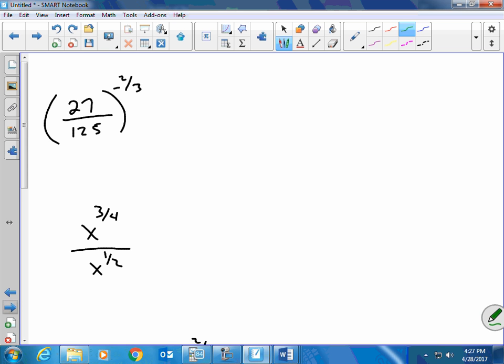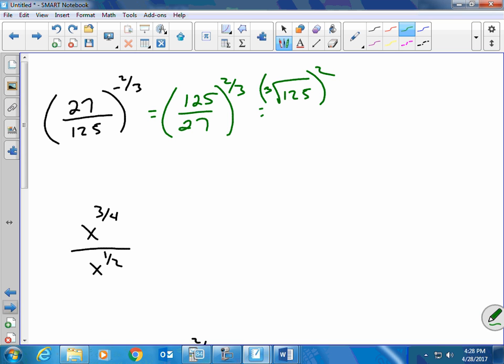All right, so here's what I'm going to do. First thing I'll do is get rid of the negative sign. I get rid of the negative sign by flipping my fraction. Okay? So the negative is gone, my fraction flipped over. Now let's take care of the exponent. So I have 125 cube rooted squared over 27 cube rooted squared.